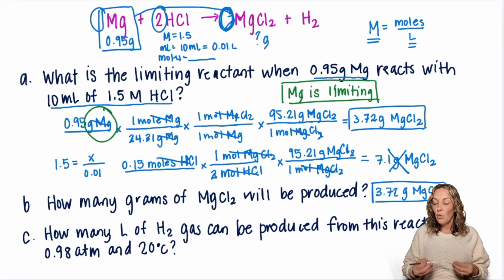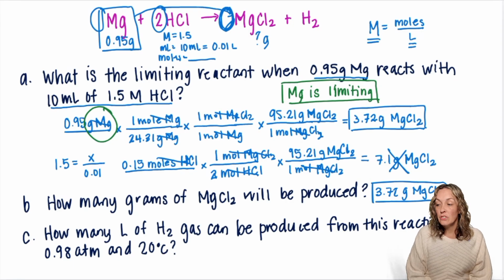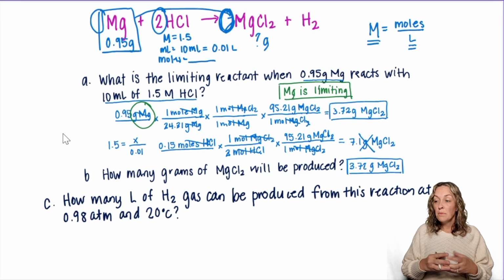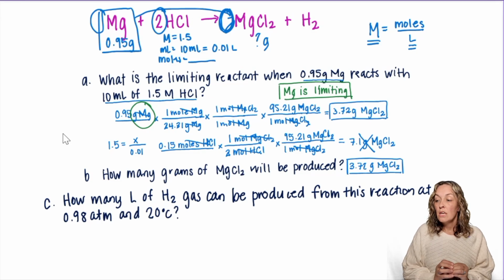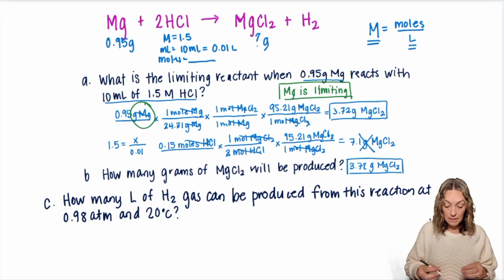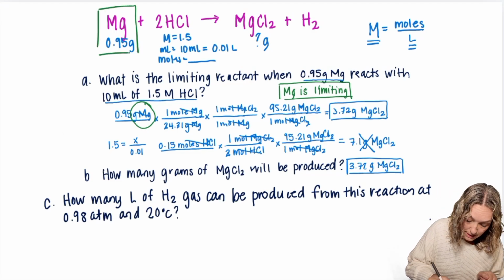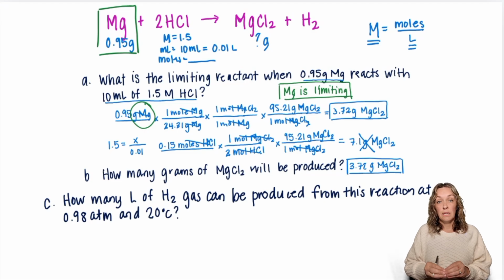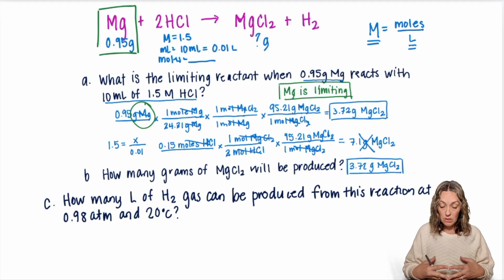All right, this asks for one last part. It asks me how many liters of hydrogen gas can be produced from this reaction at 0.98 atm and 20 degrees Celsius. All right, now, these problems all connect. This is all about the same reaction. So I have already determined the limiting reactant, and that is key, because now I know that every problem is going to start with that limiting reactant that I identified. I already know that's going to produce less product. I know that the magnesium is my limiting, so that means I care about the amount of magnesium. Always start with the limiting reactant for every stoichiometry problem that you are doing.